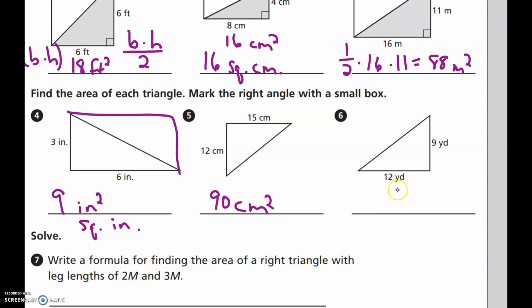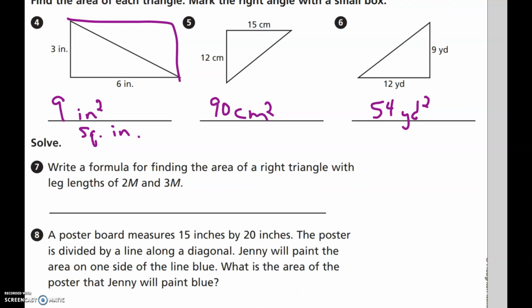Over here, I kind of did the same thing. 12 times 9, you know what that is, right? You could divide that answer by 2, or just take half of the 12. You get 6. 6 times 9 is 54. 54 yards squared. Now, if that didn't make sense to you, you do 12 times 9, you get 108. Divide it by 2 on your calculator, and you get 54.